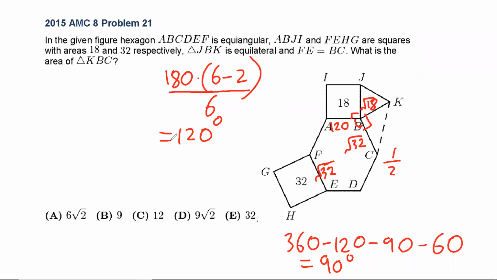So now this becomes kind of easy because we can immediately do 1/2 base times height. So 1/2 times root 18 times root 32 is the area of triangle KBC, and I believe that comes out to 12, which is C. Okay, moving right along.